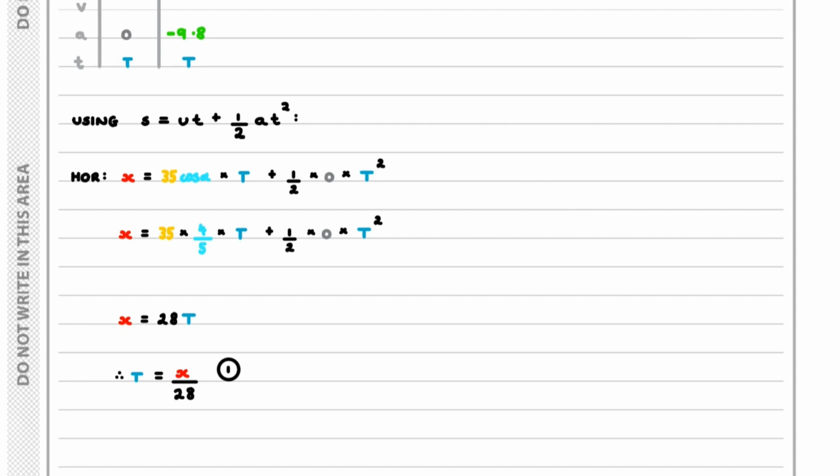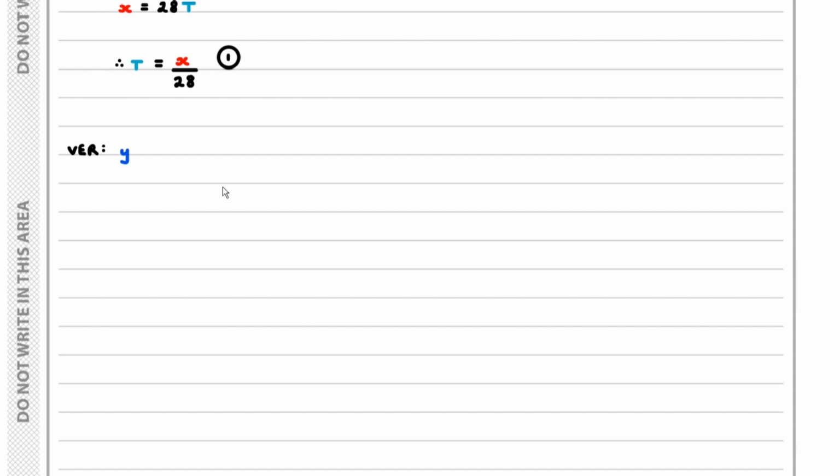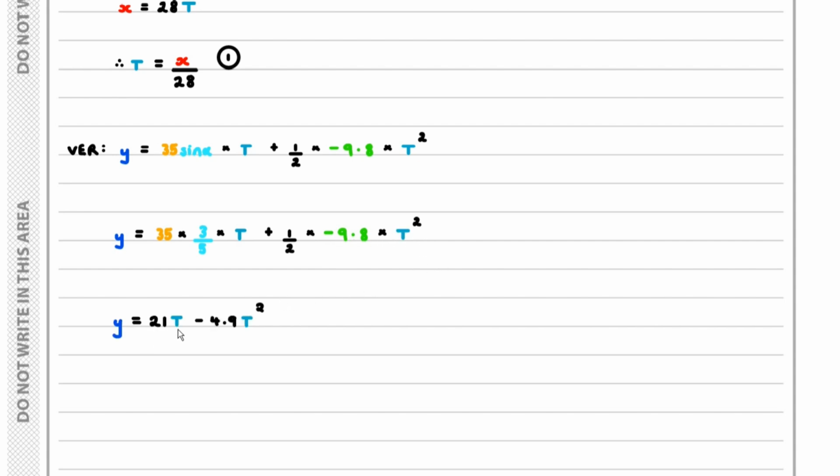Let's now resolve vertically. Vertically, we have y equals 35 sine alpha multiplied by t plus 1/2 multiplied by -9.8 multiplied by t squared. And we know that sine alpha is 3/5. So we have y equals 35 multiplied by 3/5 multiplied by t plus 1/2 times -9.8 times t squared. This simplifies to y equals 21t subtract 4.9t squared. Let's call this equation 2.